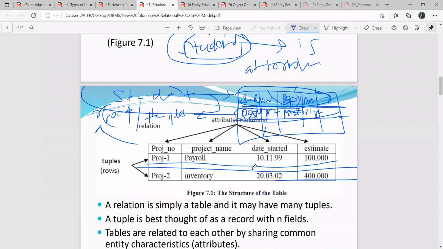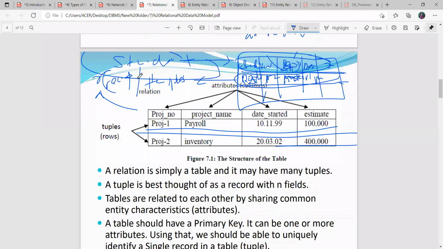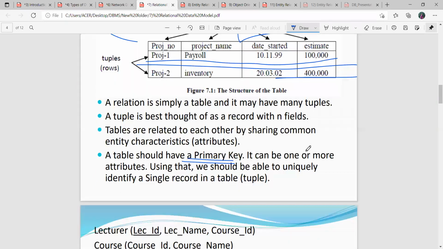When we consider an entity, it can be taken as a relation in the relational model. Then let's discuss the primary key. The primary key is a key which is used to identify each and every record uniquely.